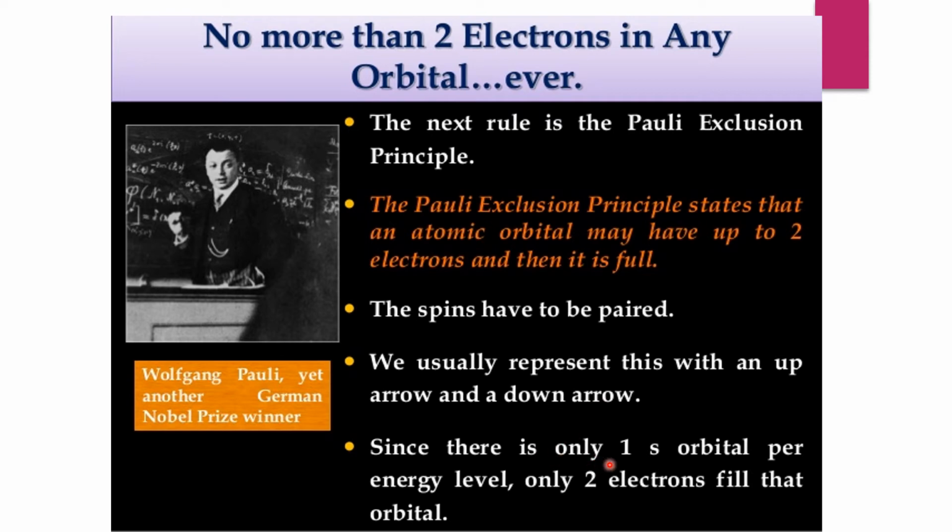Since there is only one s orbital per energy level, only 2 electrons fill that orbital. In the first orbit, only the s orbital is present. So the first orbit can have only 2 electrons in it.